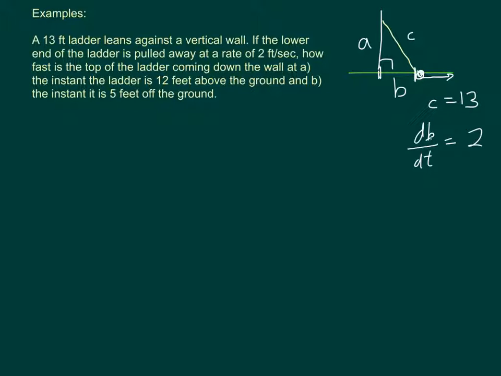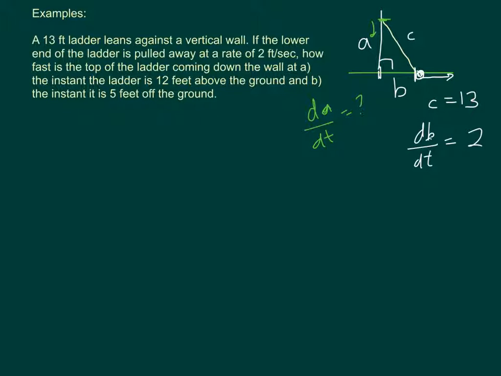Now, what it's asking for is, as that gets pulled away, how fast is the top of the ladder coming down the wall. So if the top of the ladder right here is coming down the wall, as I pull this ladder out away from the wall, A is decreasing. A is getting smaller. That length A is what's changing. So this is what we're looking for. We want to know dA dt, the length of that side of the triangle as the other side is getting longer.